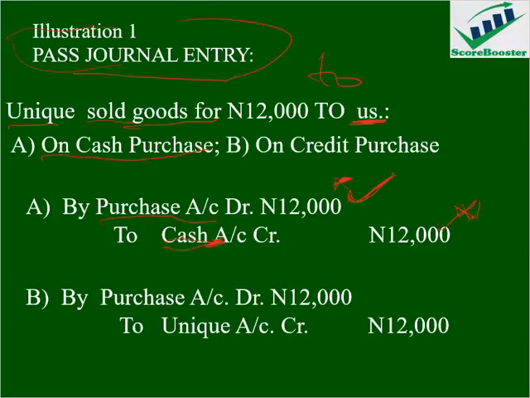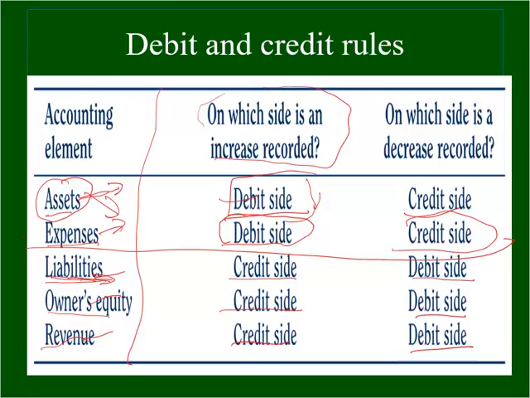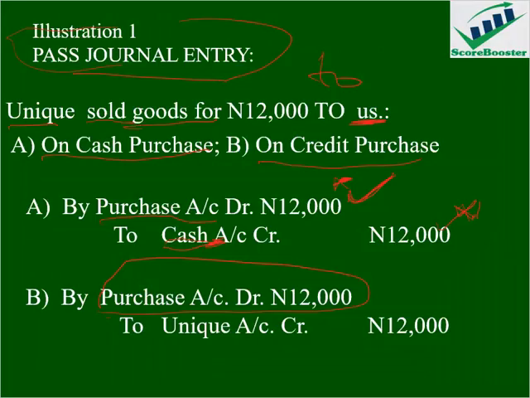Now, if we bought it on credit, our purchase has still increased, because whether on cash or credit, the goods come to us. However, if it's on credit, we have not paid. It's a liability. What happens to a liability if it increases? We credit liability. Look at it here. Unique is now a creditor to us, and we owe him 12,000. So our liability has increased, and we credit it.